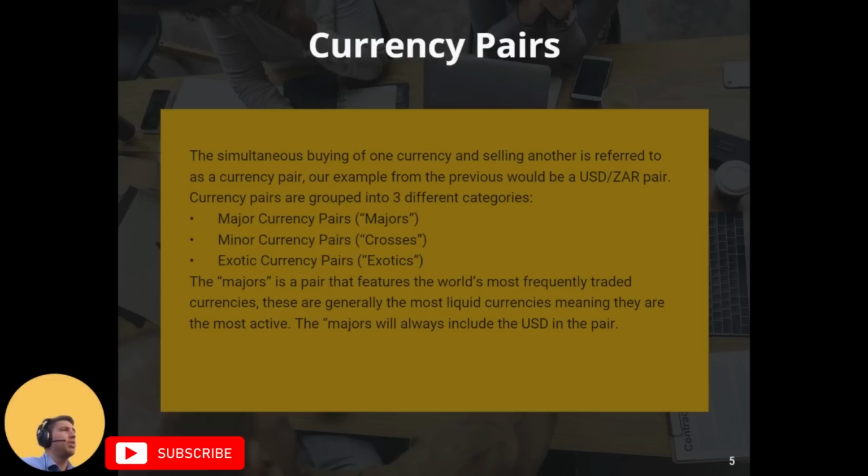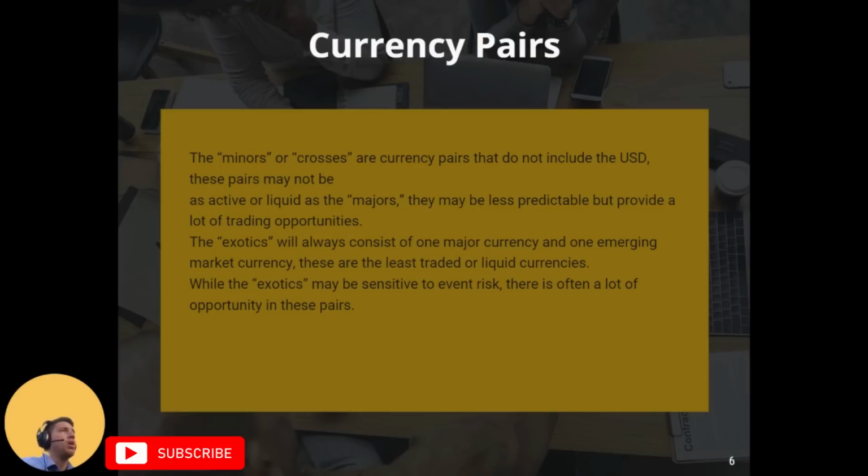The majors are pairs that feature the world's most frequently traded currencies. These are generally the most liquid currencies, meaning they are the most active. The majors will always include the USD in the pair. The minors or crosses are currency pairs that do not include the USD. These pairs may not be as active or liquid as the majors. They may be less predictable but provide a lot of trading opportunities.